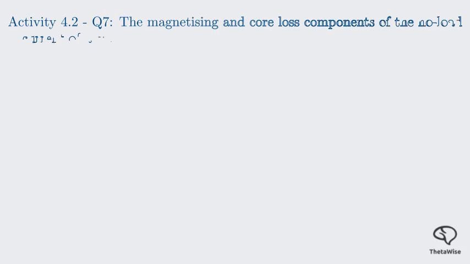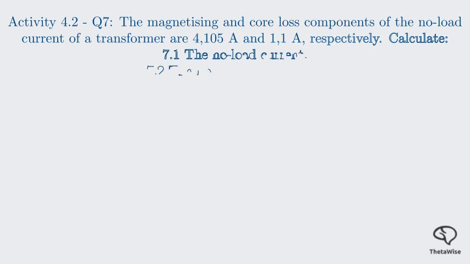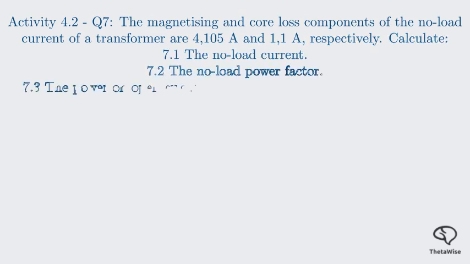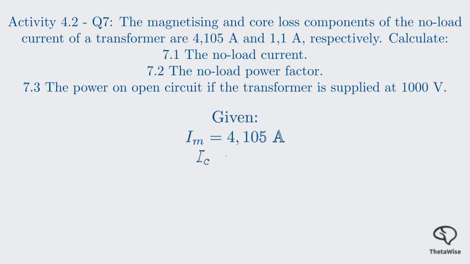Let's look at a slightly different problem, question 7, from the activity. This time, we're given the components and have to find the total. The magnetizing and core loss components of the no-load current are given as 4.105A and 1.1A, respectively. We need to find the no-load current, the no-load power factor, and the power on open circuit if the supply voltage is 1000 V. Let's list what we know. The magnetizing component I sub m is 4.105A, and the core loss component I sub c is 1.1A.